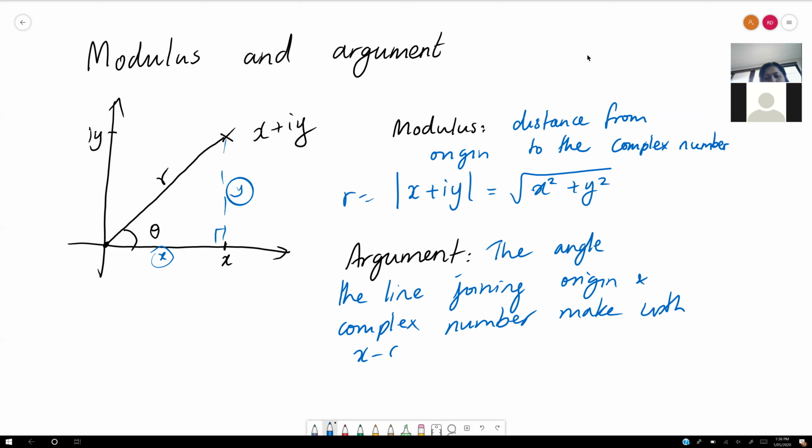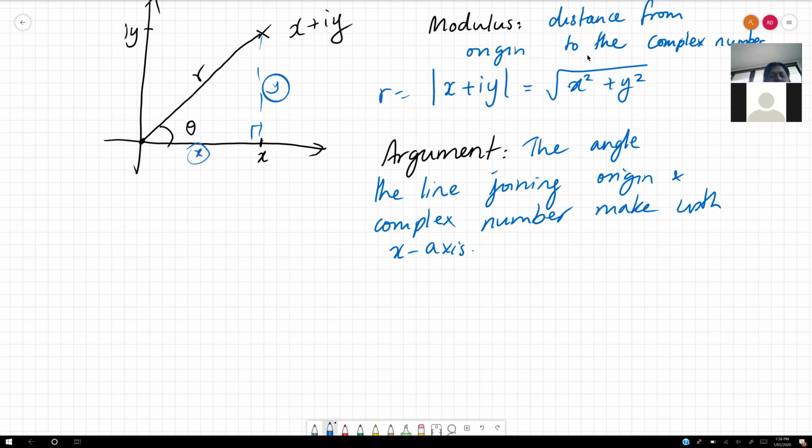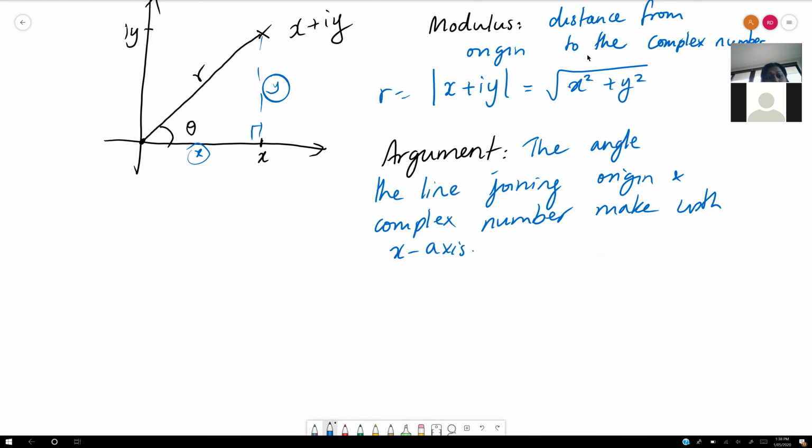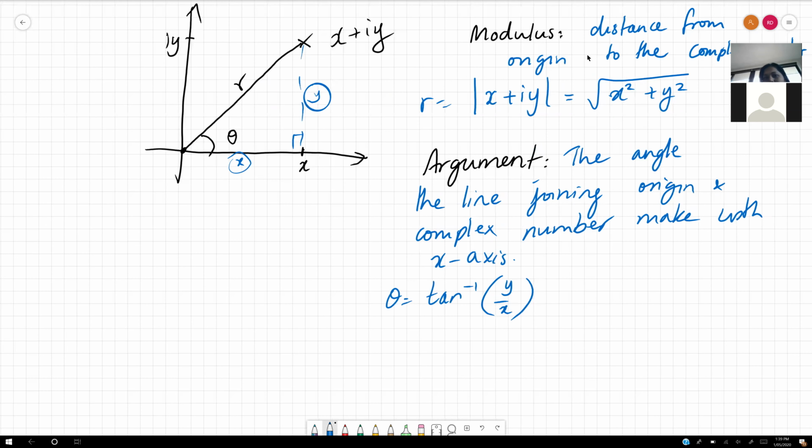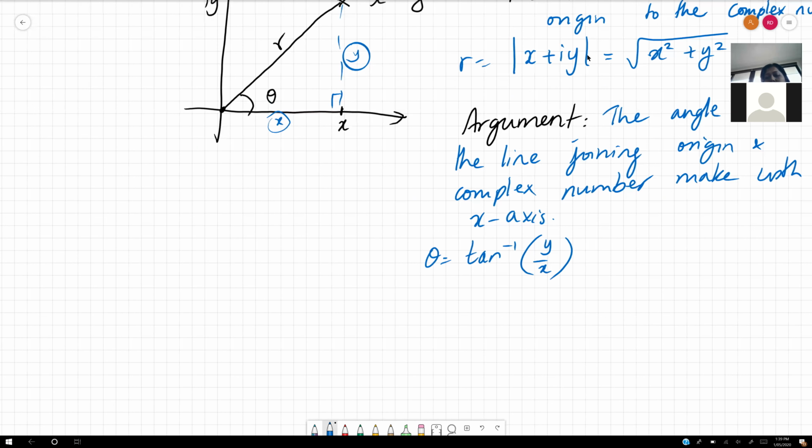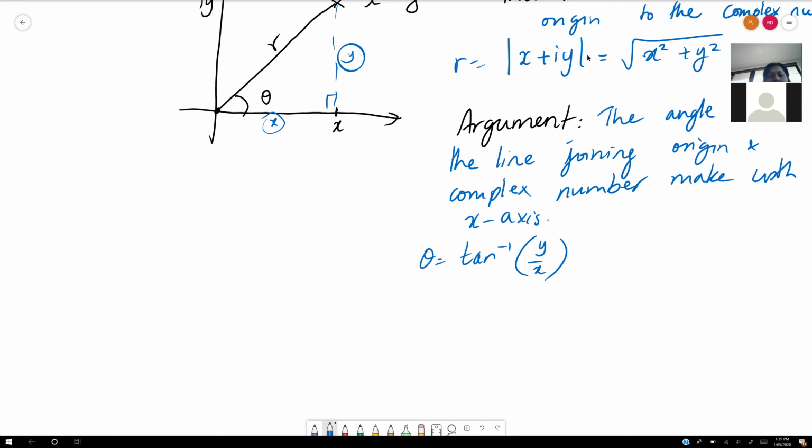Now, how do we work it out? We have the opposite and we have the adjacent, so we're going to use tan. So theta is going to be tan inverse of y over x. Okay, now there are some situations where you have to make some adjustments. It's not just theta is tan inverse of y over x, and let's look at those situations now.